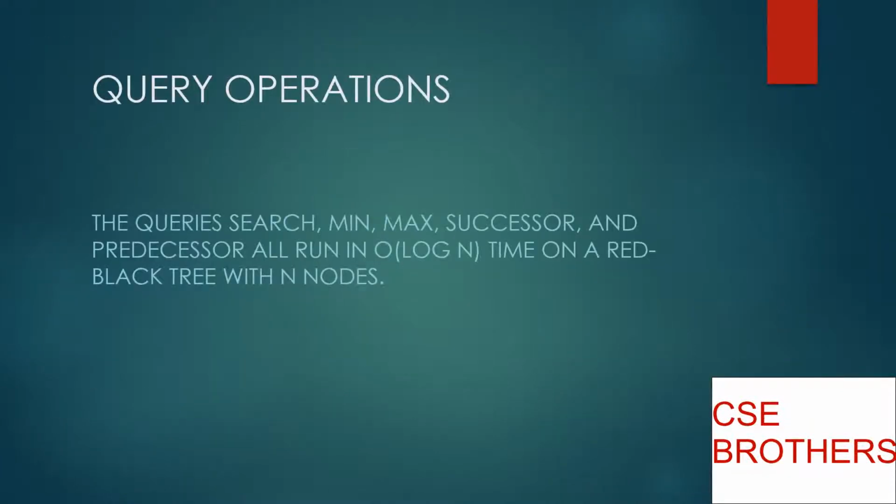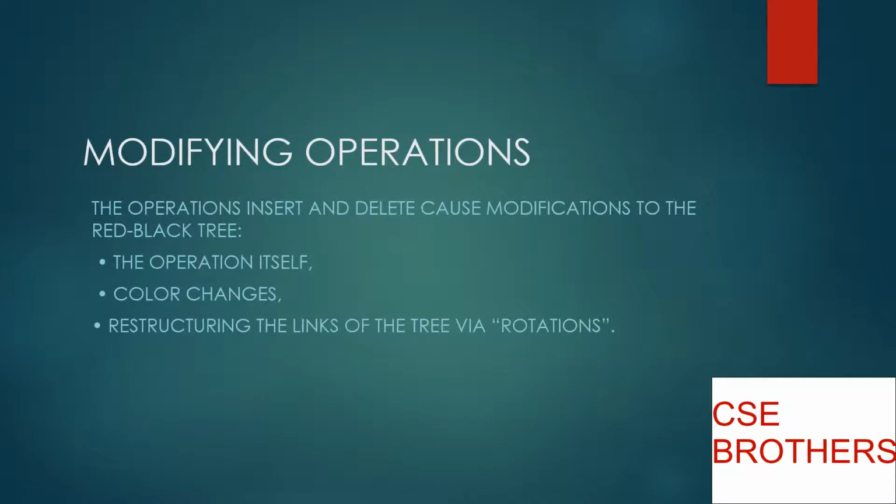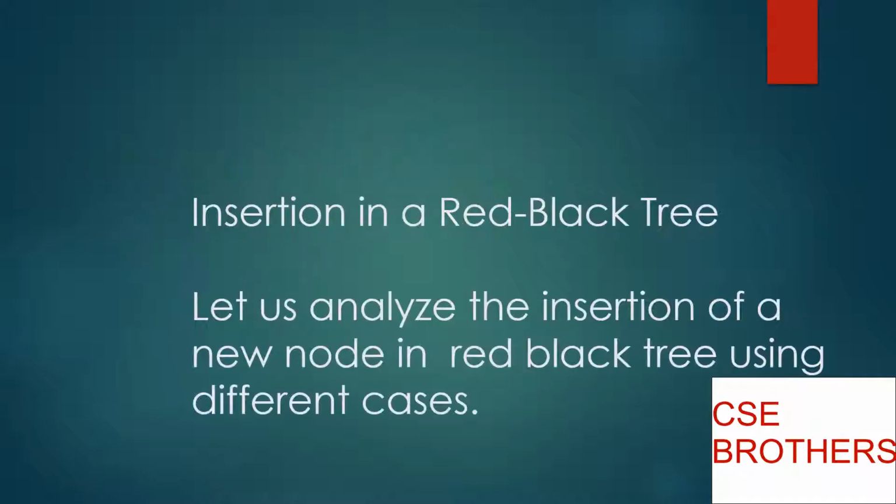The query operations such as search, min, max, successor and predecessor all run in O(log n) time on a red black tree. The modifying operations that are present on a red black tree are insert and delete operations. Besides this, there are also color changing operations and restructuring the links operation, which we'll understand in further discussion. Now we'll understand different possible cases of insertion in a red black tree with the help of various examples.